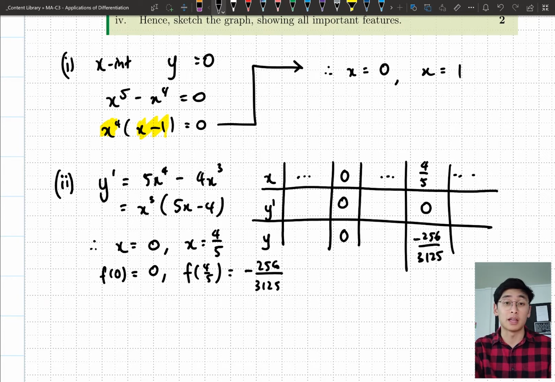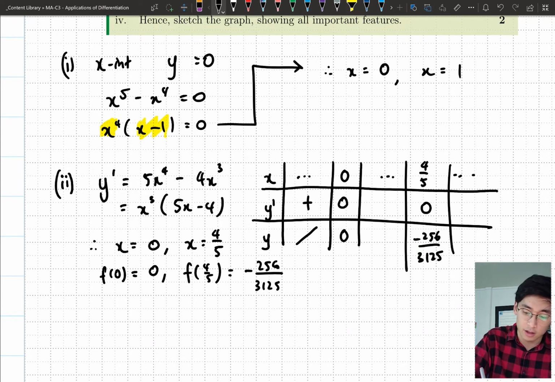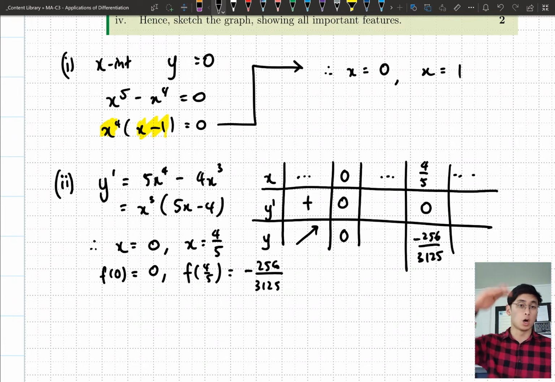So here, I'm going to sub in x is equal to negative 1. When I sub in x is equal to negative 1 into my first derivative, what do I get? Well, I get negative 1 times 5 minus 4, which is negative 9. So negative times negative gives me a positive. So on this side, the graph is increasing. So the first derivative tells us if the graph is increasing or decreasing.